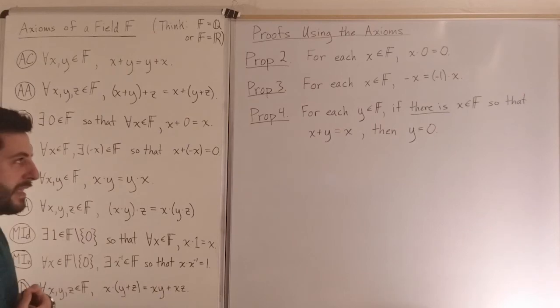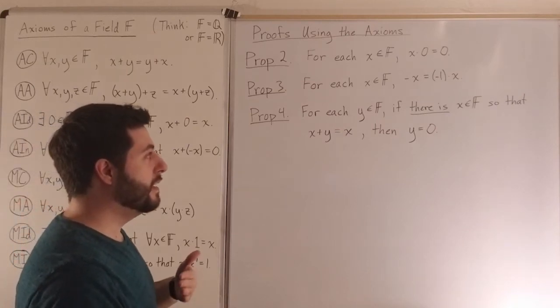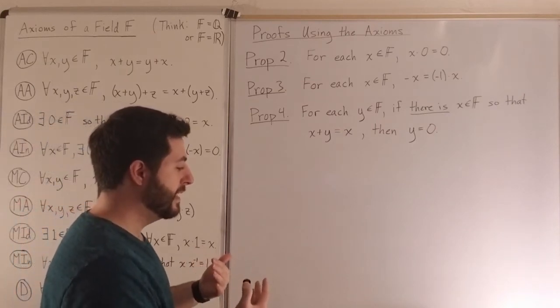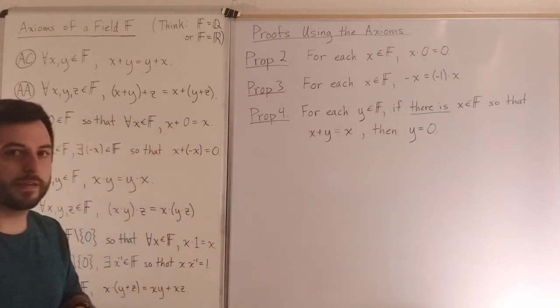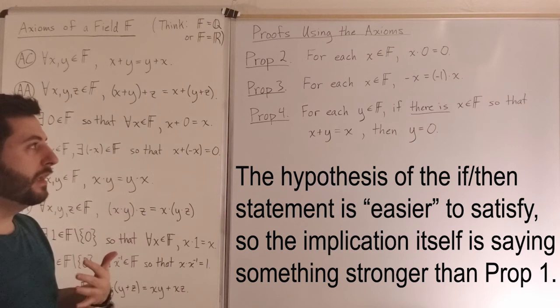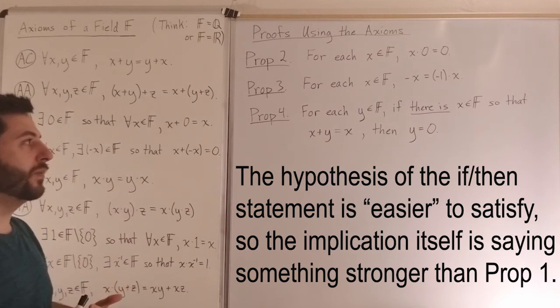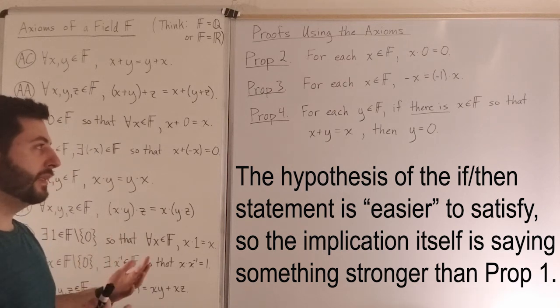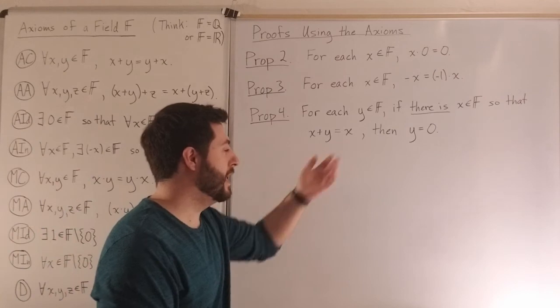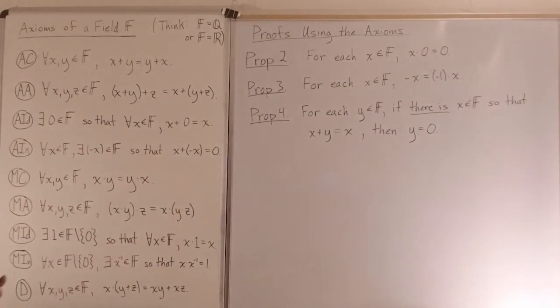And this is saying something a little bit looser. It's saying it only has to satisfy this equation for one value of x. And that's a lot less strict than saying it has to work for all values of x. So without prior knowledge, there's no reason to believe that this y must be 0. But it turns out y does have to be 0.